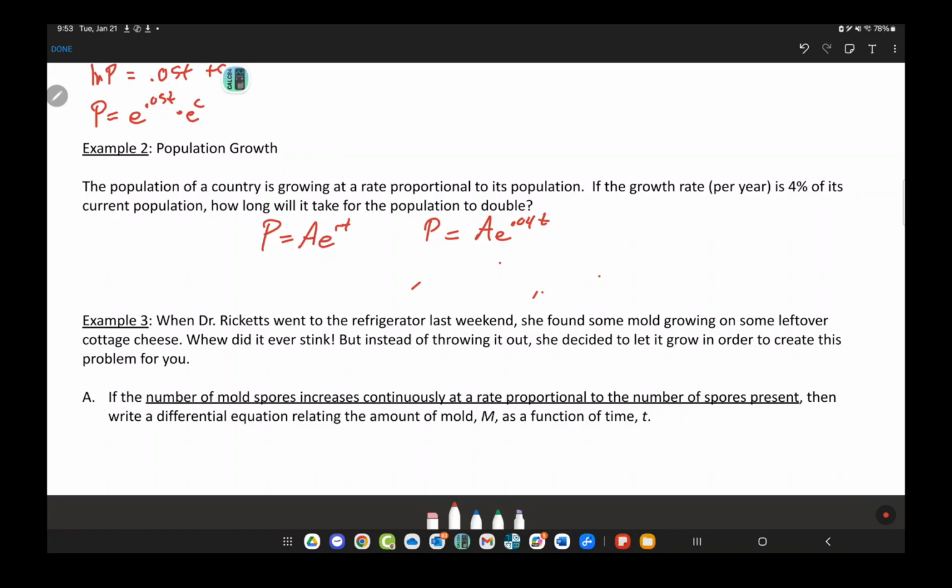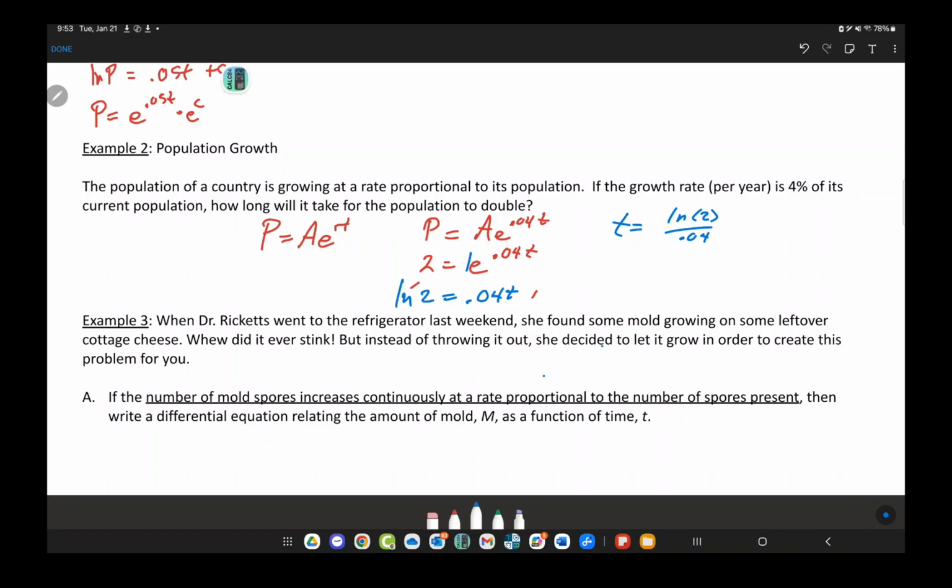It's 2A. We can just put 1,000, or just 1 and 2. So 2 is equal to e to the 0.04t. And then how do we get t by itself? Natural log of 2 equals 0.04t, which means t is equal to natural log of 2 over 0.04. Why is there not an A in this? Because A was 1. Where does it say that? P doubled, so what's 2 times 1? You can put any number for P and A you want as long as P is twice A.